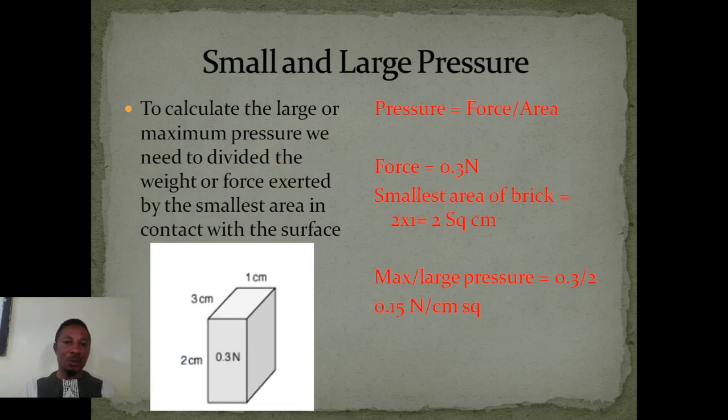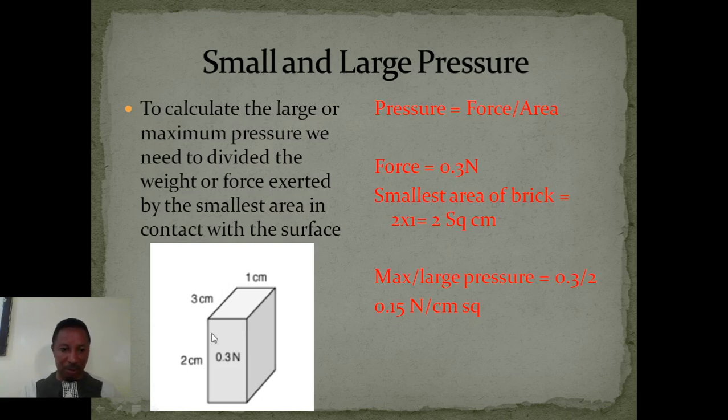To calculate large or maximum pressure, we need to divide the weight or force of the object in contact with the surface by the smallest area in contact with the surface. That's the area in contact. Now look at this brick. You may be tempted to say that the smallest area is 3 by 1, I mean 3 by 1 this side.